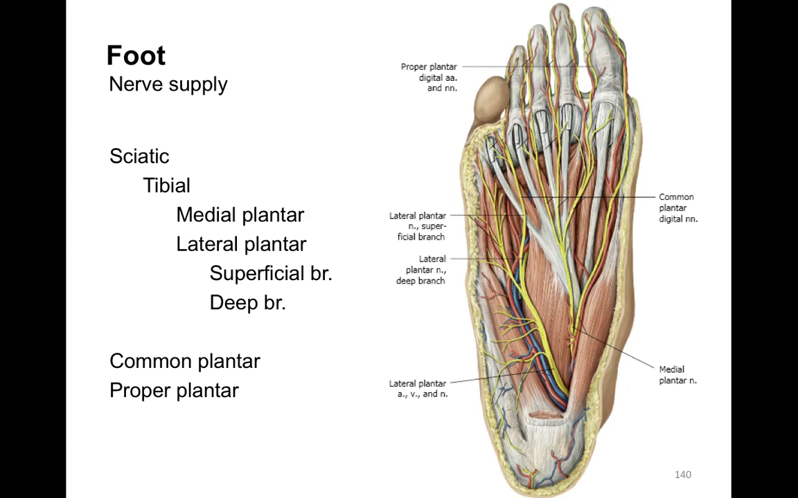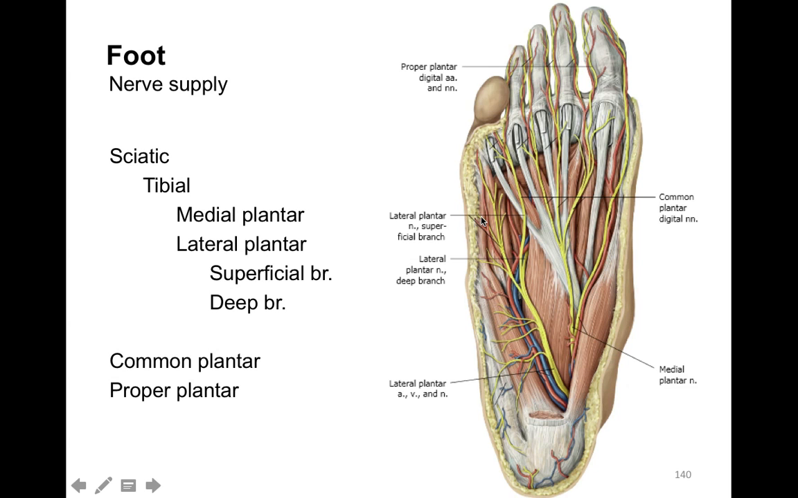The other nerve supply of the foot includes branches of the tibial nerve. And recall that the tibial nerve arises from the sciatic nerve, and that the tibial nerve will pass through the tarsal tunnel to divide into lateral and medial plantar nerves. The lateral plantar nerve will branch into a superficial and deep branch. And this is important to realize because it is the deep branch that will head down to innervate the deep layers of muscles of the foot.